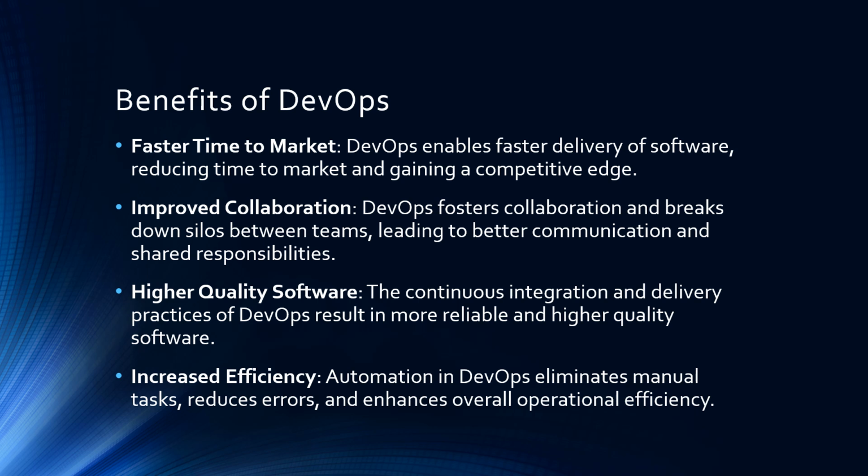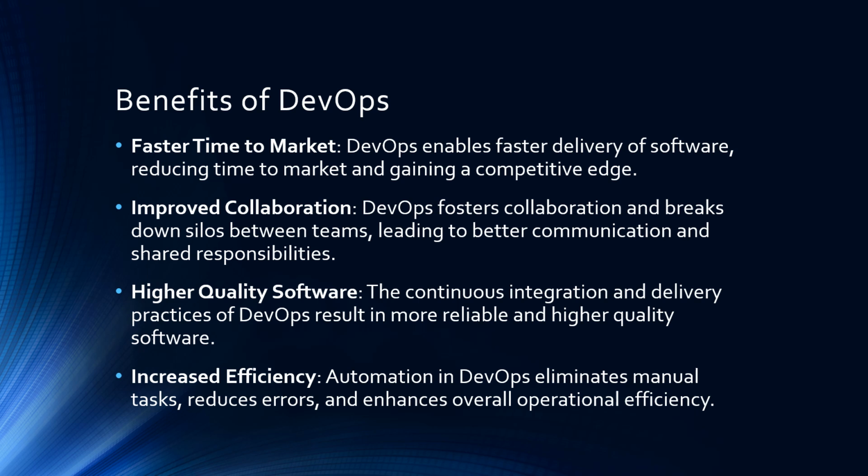Higher quality software is achieved through automated testing, consistent deployment processes, and early detection of issues. When quality checks are automated and integrated into the delivery pipeline, problems are caught and fixed earlier in the development cycle. This proactive approach to quality results in more reliable software and higher customer satisfaction.